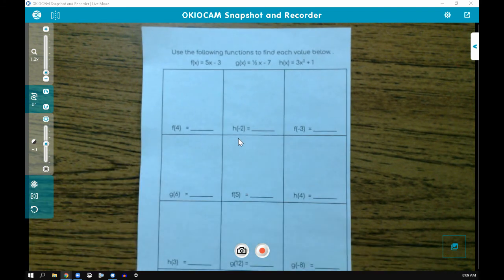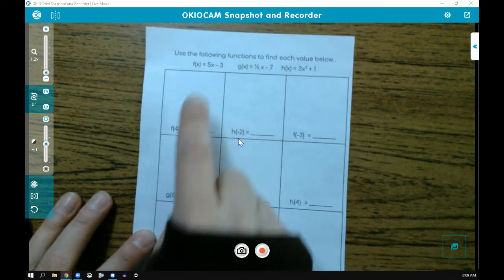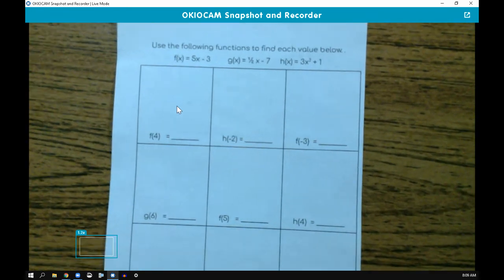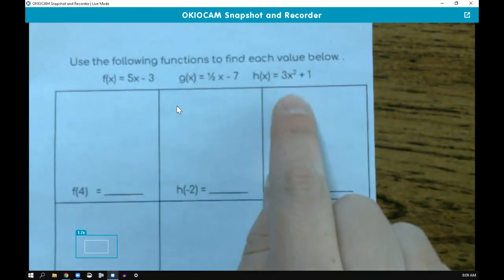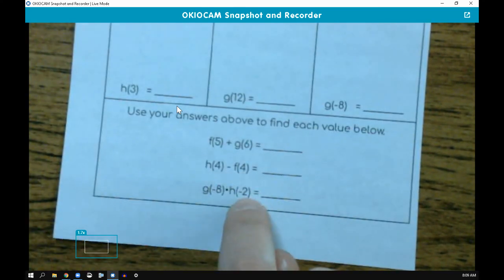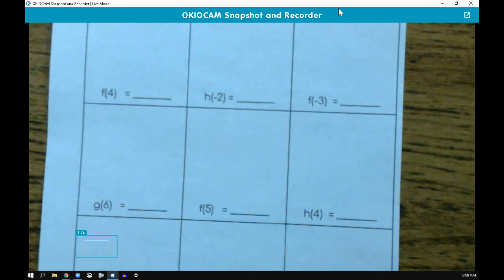On the back side, there's three functions up at the top, and you have to pick which one to use. So this says f of 4. So we have to say, okay, we want to use the function with the letter f and plug in 4. And then on the next one, h of negative 2, we want to use the function h and plug in negative 2. So that's what you have to do there. You have to pick which function to use, and then here is where you add, subtract, and multiply down at the bottom. So go ahead and get to work. We have plenty of time to work on this. Miss Burgess and I will be around, and we will check you guys as you go.